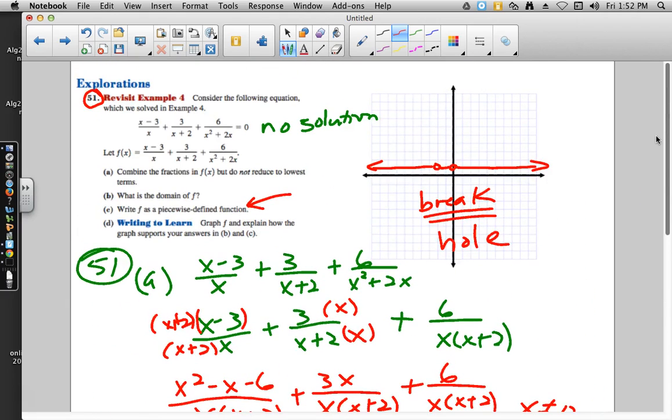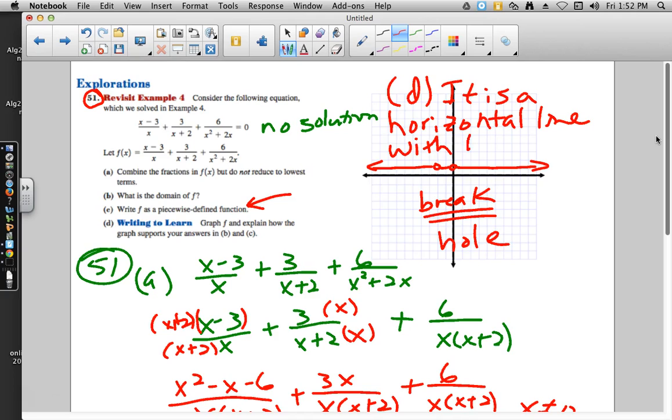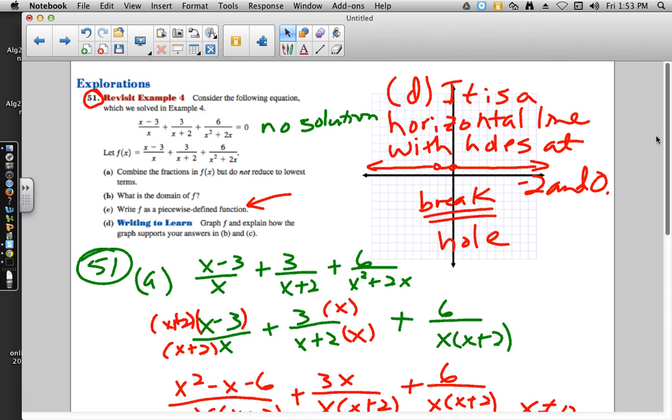You can't put y equals 1 into your calculator unless you're going to punch in that piecewise function that we had there. And my writing to learn, graph F and explain how the graph supports your answers in B and C. For D, we would say it is a horizontal line with holes at negative 2 and 0. And that supports what we had in the math.